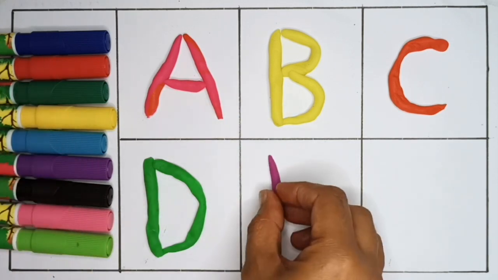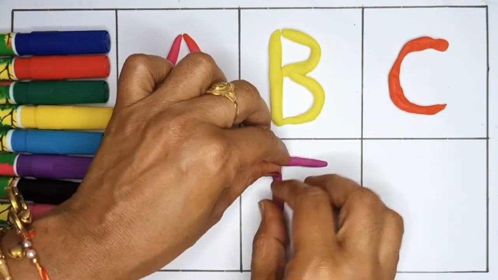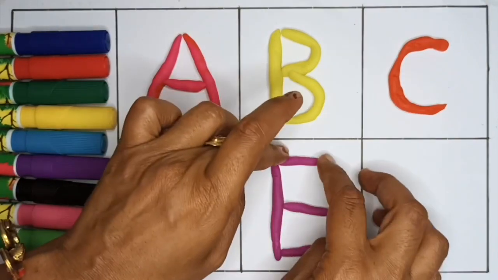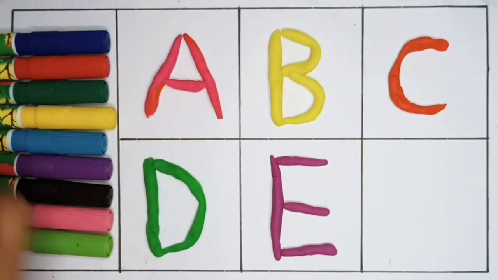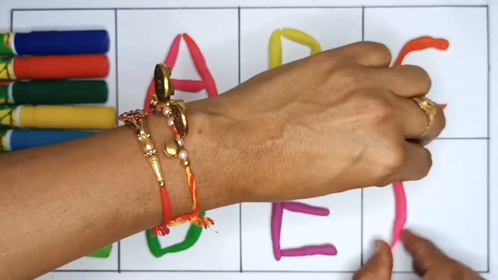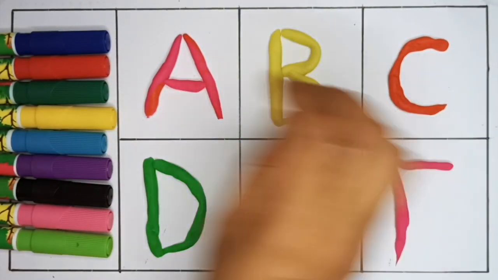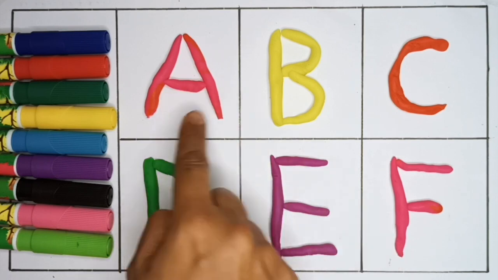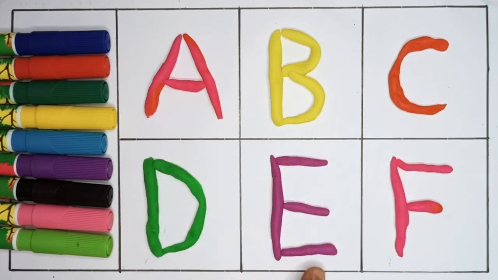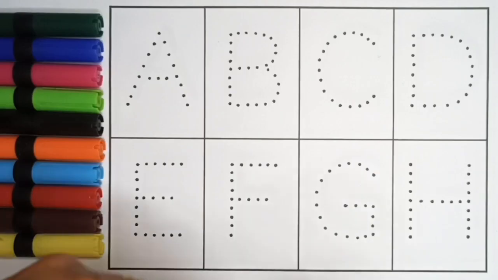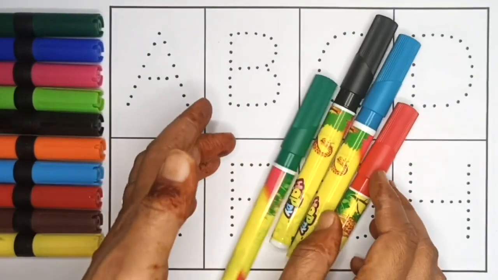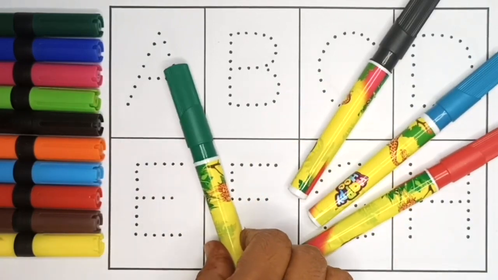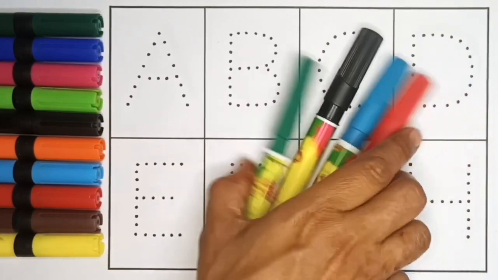Violet color. E for elephant. Pink color. F for fish. A, B, C, D, E, F. Red, blue, black, green. Green, black, blue, red.